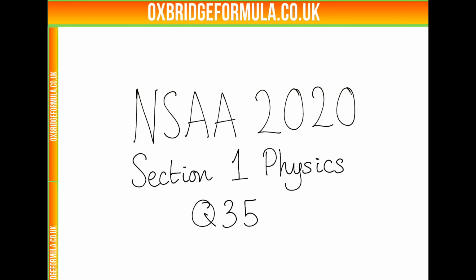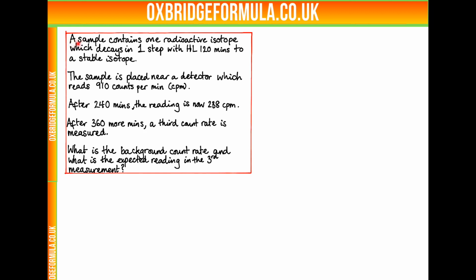This question is taken from the NSAA 2020 Section 1 paper, and it is question 35 of the Physics subsection. So we read, a sample contains one radioactive isotope, which decays in one step with half-life 120 minutes, to a stable isotope. The sample is placed near a detector which reads 910 counts per minute. After 240 minutes, the reading is now 238 counts per minute. After 360 more minutes, a third count rate is measured. What is the background count rate and what is the expected reading in the third measurement?